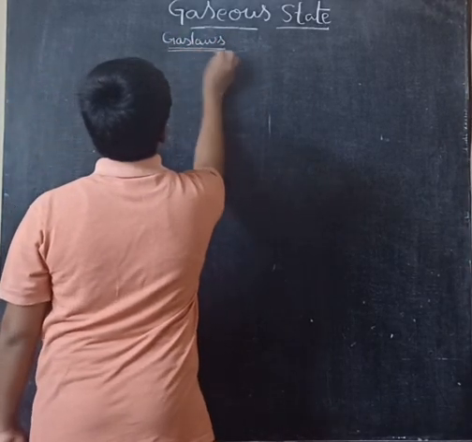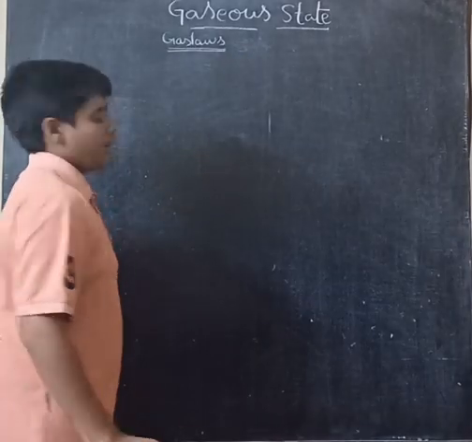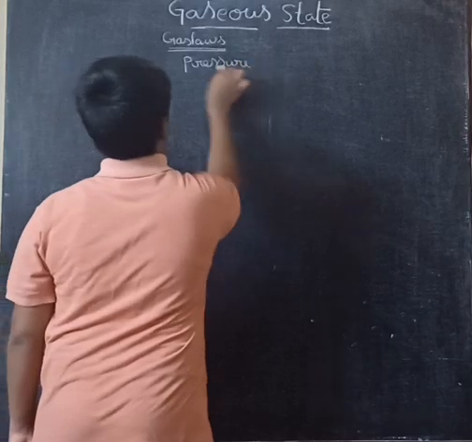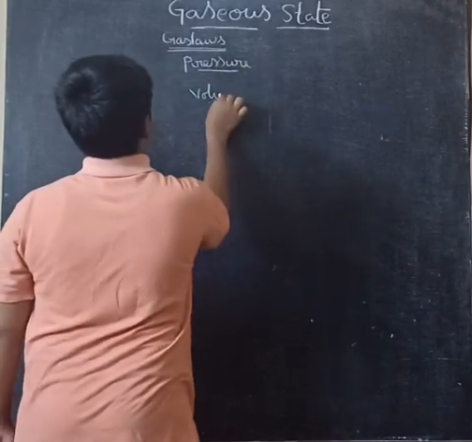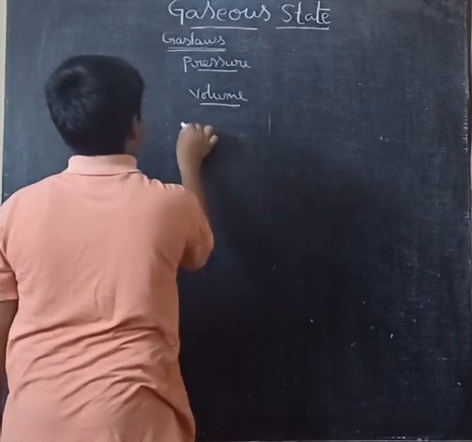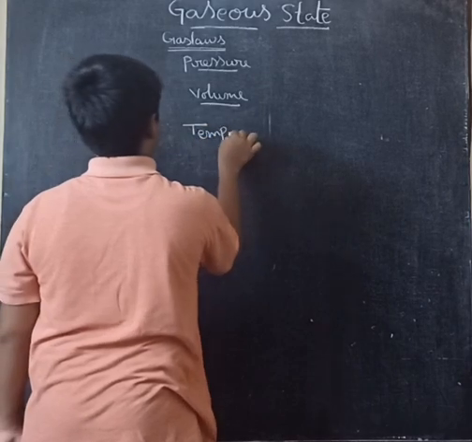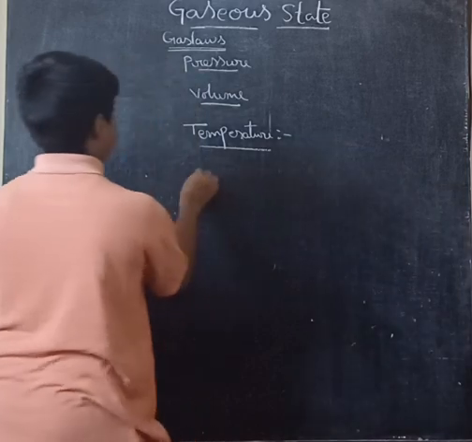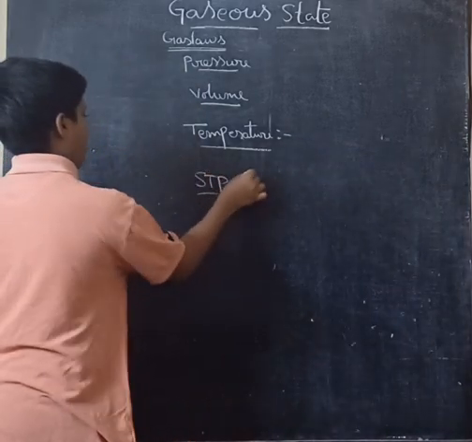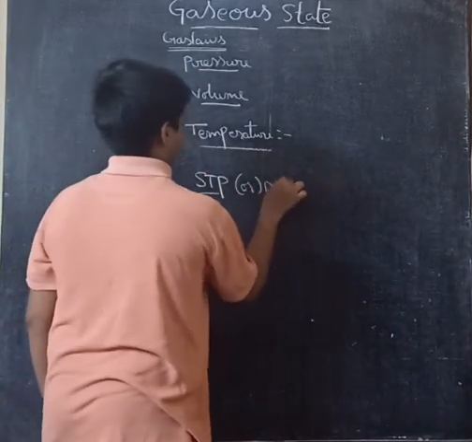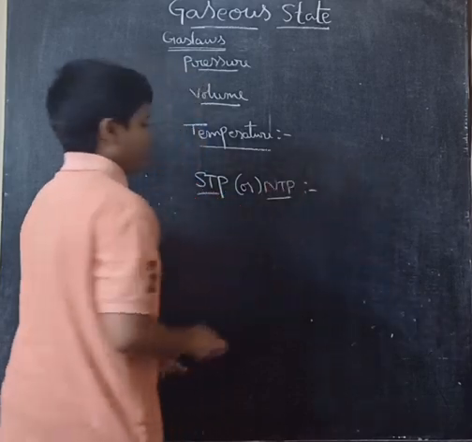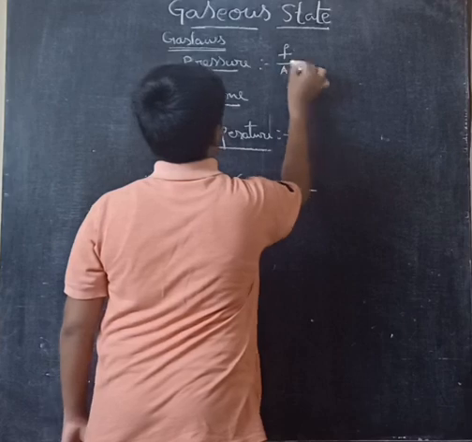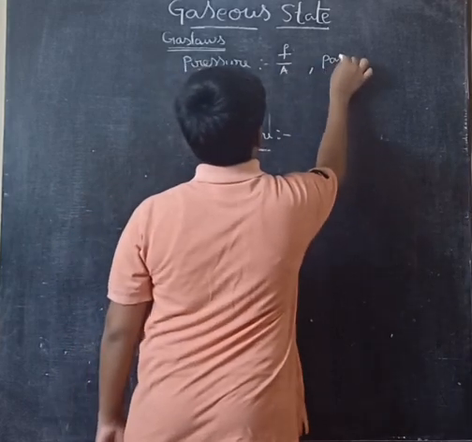Different scientists gave laws about pressure. So these are the parameters: pressure, volume, temperature relations. Another is the STP or NTP conditions. Pressure means force by area and the unit is Pascal.